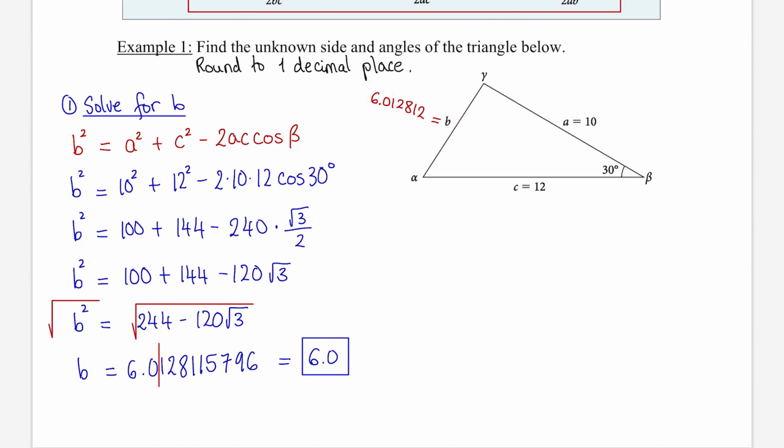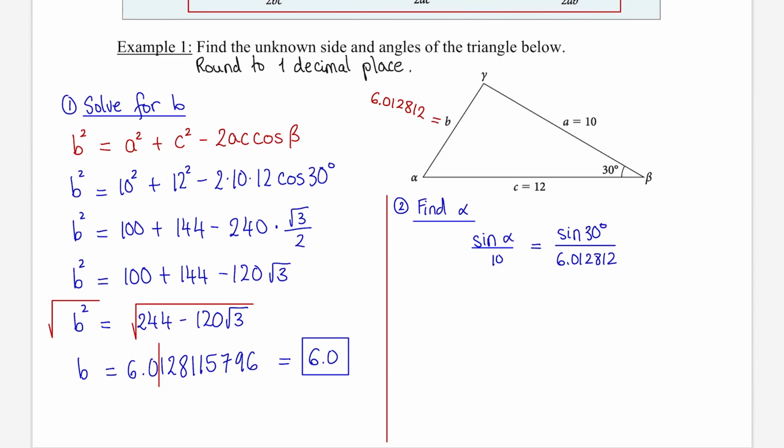Whenever I need to use the number that I found for further calculation, I will use more decimal places than they asked for so that my answer will be the most accurate. From here, I will need to find alpha and gamma. To find alpha, I can either use law of sines or law of cosines. To use law of sines, I have sine alpha over A equals sine of 30 degrees over B.